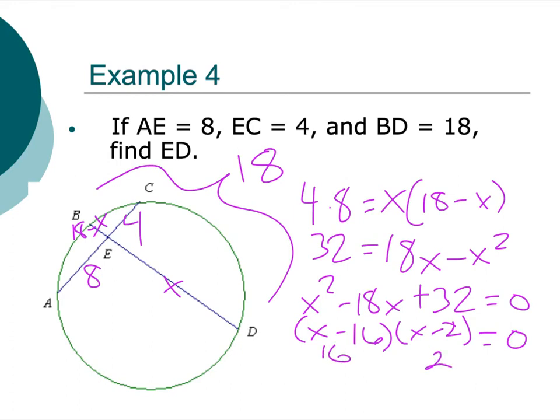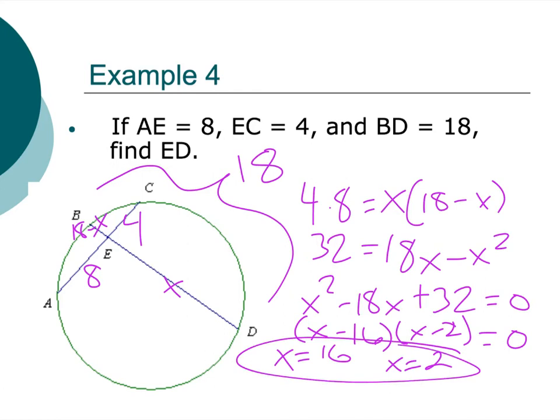All right. Well, so these are x values. I've assigned ED as x, so what I get for x is my answer. So x equals this and x equals this. Now, do they both work? Let's see here. If I plug 16 in, I get 16 and 2 for my lengths. That's cool. If I plug 2 in, I get 2 and 16 for my lengths. So that's cool. So they technically both work.